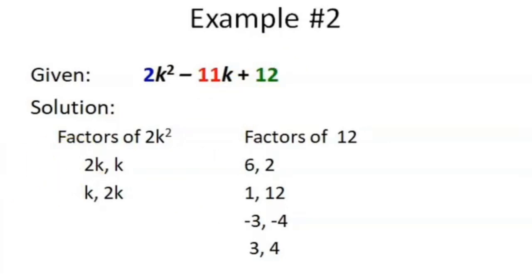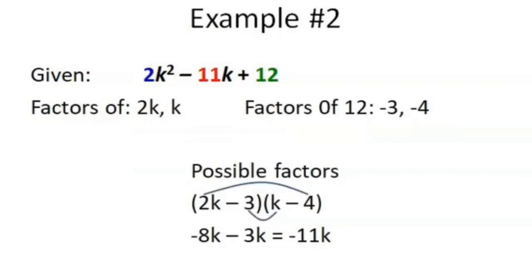2, iti-test po natin kung saan ang possible na arrangement na pwede natin magamit na mag-produce ng linear term na negative 11k, which is our middle term. So sa lahat ng factors ni 2k squared at saka ni 12, ito lang na arrangement na to ang pwede natin magamit. 2k and k, sa kay 12 naman is negative 3 and negative 4. So 2k and k will be our leading term sa ating binomial factors, and negative 3 and negative 4 will be our last term sa ating binomial factors.